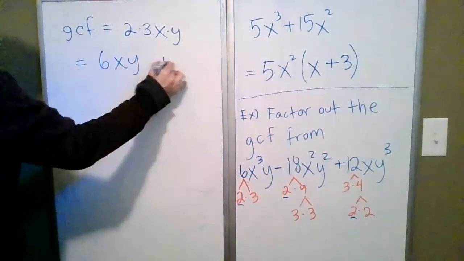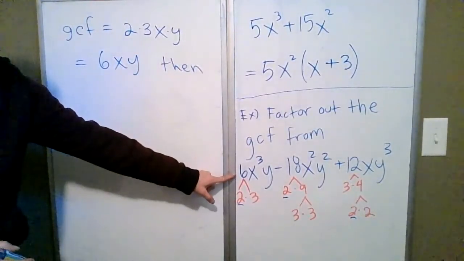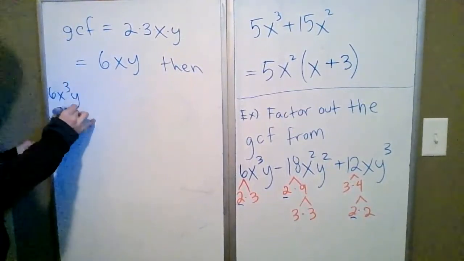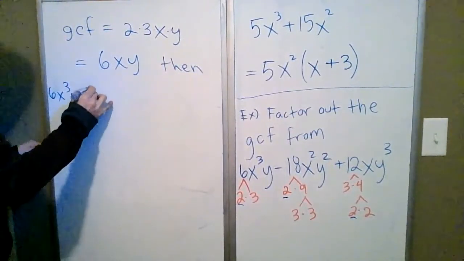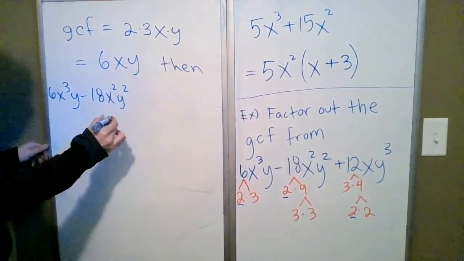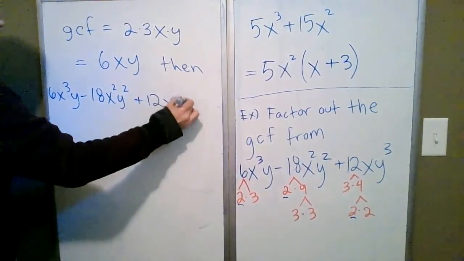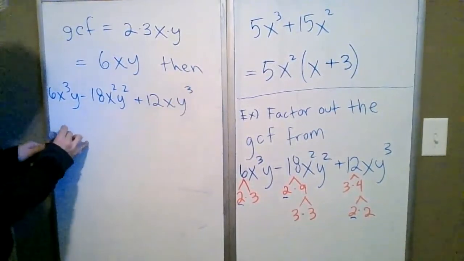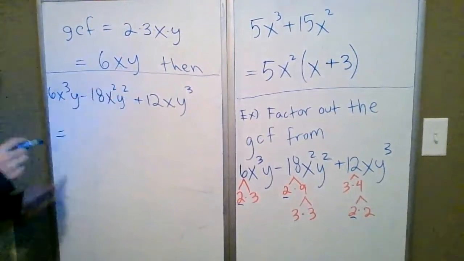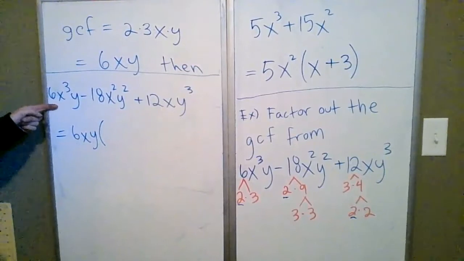Okay, then we're going to take this and factor it. 6x cubed y minus 18x squared y squared. Add 12xy cubed. And we factor out 6xy. And then work on it term by term.